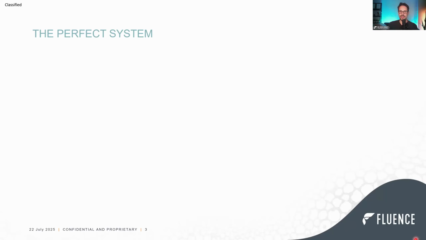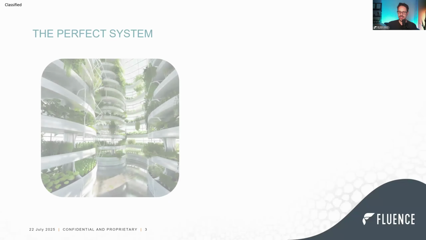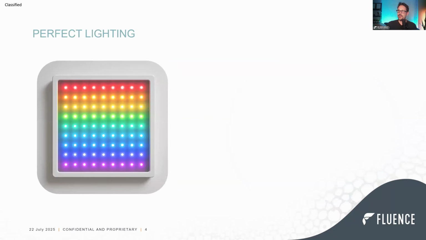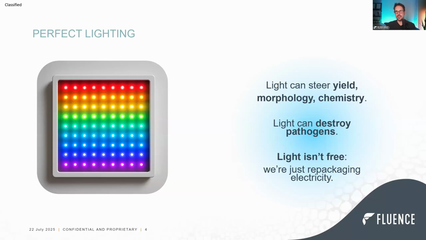The truth is that we're actually not that far from it, right? And I guess I should have shown you a couple of pictures as I went here. The future of farming may one day be a fully automated system that makes perfect plants with low cost of operations. Lighting is a piece of this, right? Obviously, climate is, genetics is, root zone management is. All of these are important pieces, but lighting is particularly important because of how powerful it can be, right?